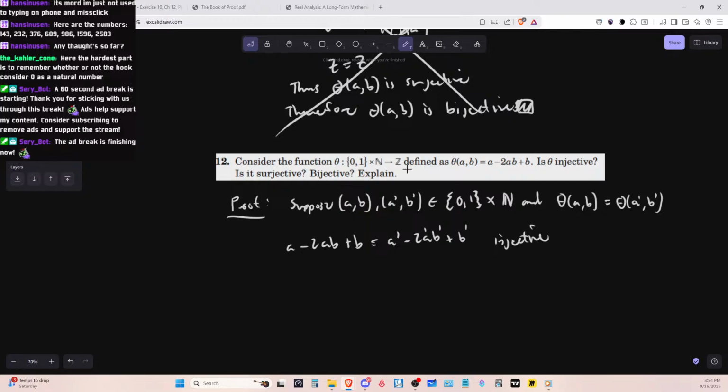Now, for it to be surjective, can you get 0 from this one? Suppose z is an element of the, not rationals, of the integers, and theta of a and b is equal to z.